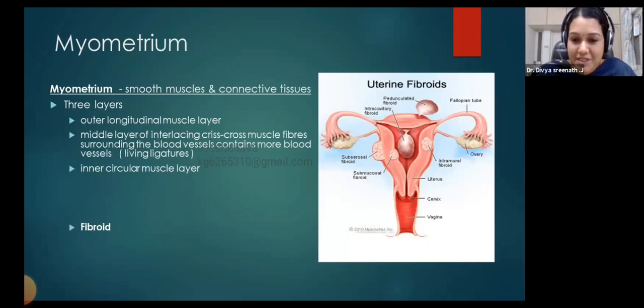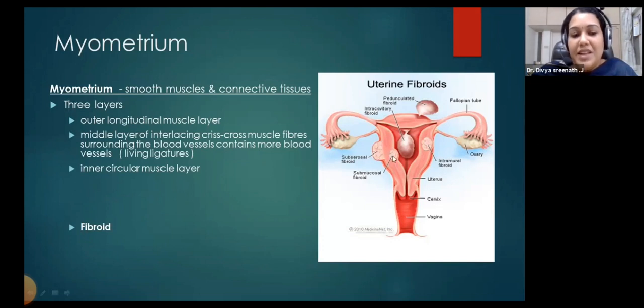The myometrium is the middle muscular layer. It contains outer longitudinal muscles and a middle interlacing layer. Interlacing means crisscross muscle. There are many blood vessels in between this layer. So during normal labor or menstruation, if the uterus contracts, the bleeding stops. This is known as the living ligatures. The inner layer is circular.